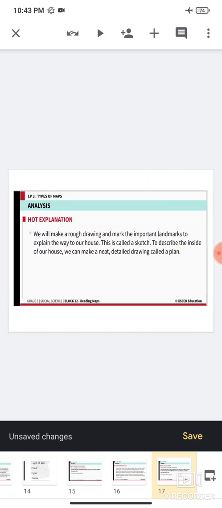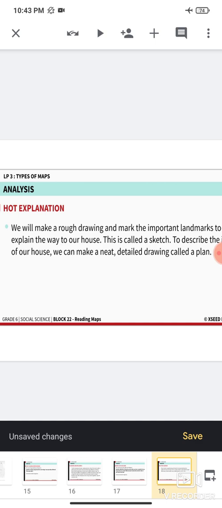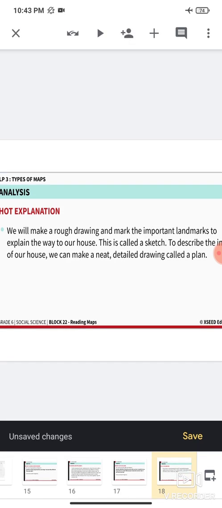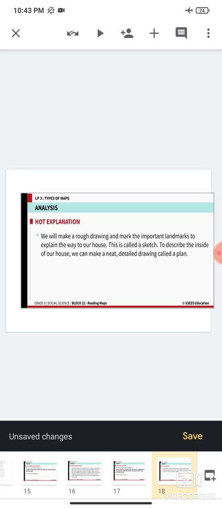Alright, let's learn. In order to do that, we make a rough drawing, and we mark the important landmarks to explain the way to our house. This is called a sketch map. In that rough drawing we indicate the important landmarks like the church, the main road, the school, different offices, in order to show direction to our friend. This is called a sketch.